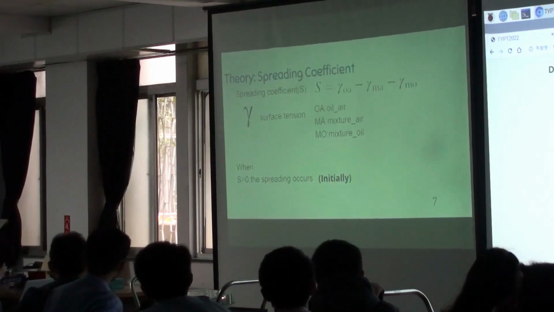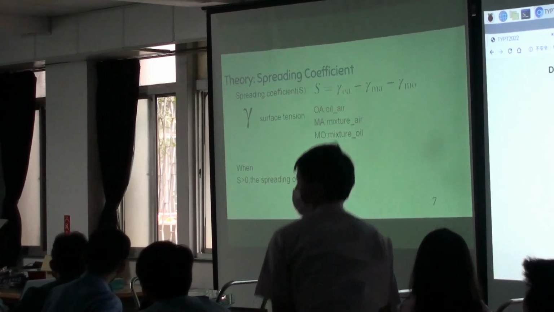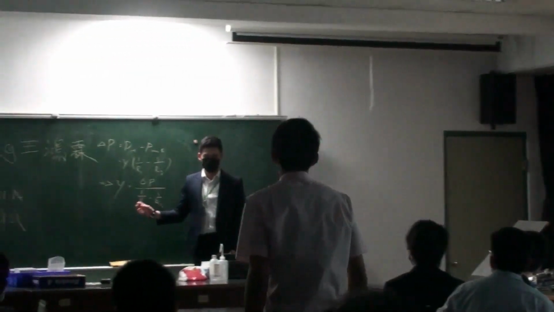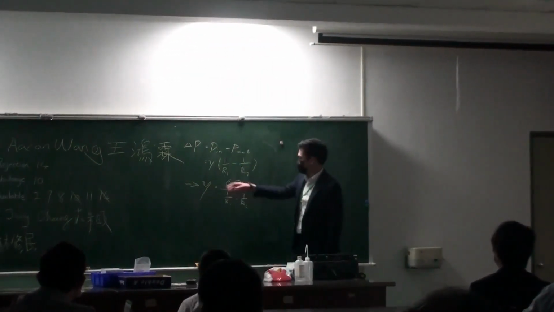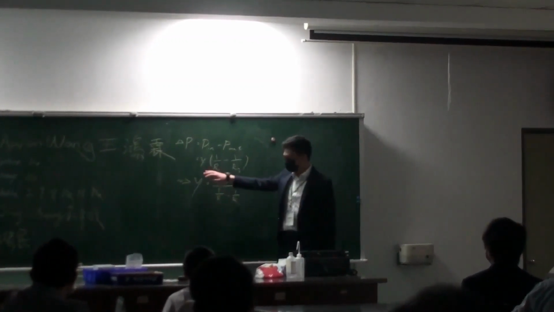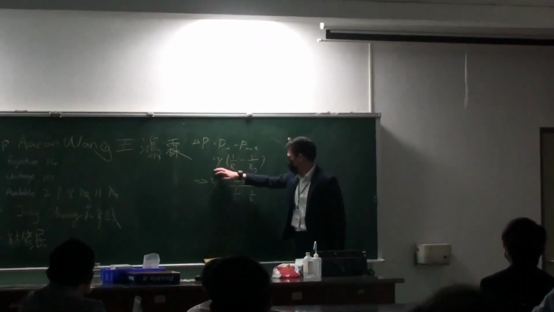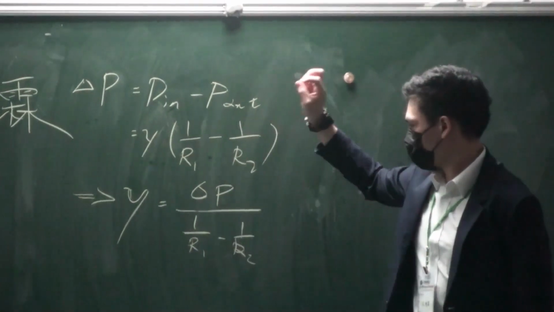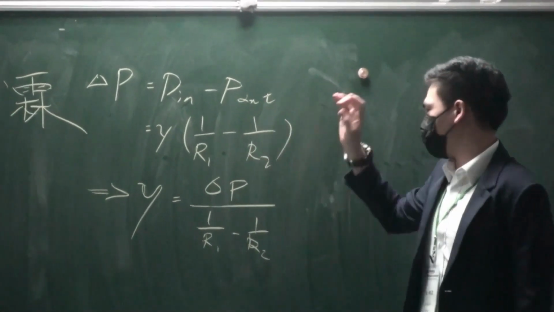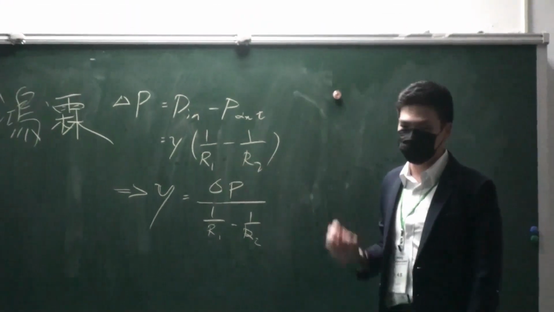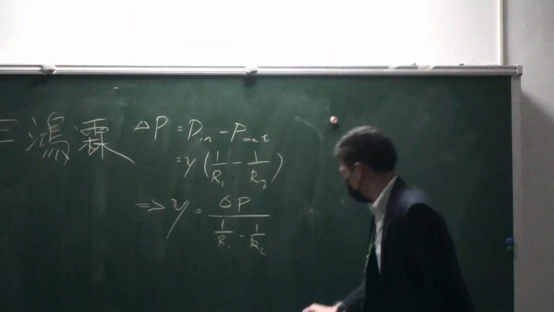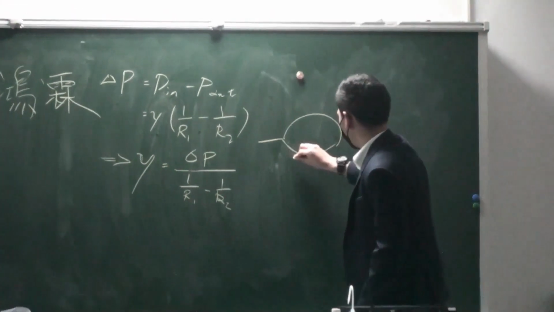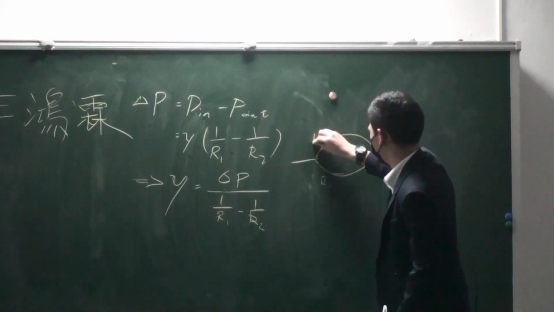Please look at it. This is the Laplace equation. This equation shows that the pressure difference between the outer layer of the liquid and the inner layer of the liquid, delta P, is defined as the tension coefficient times (1/R1 minus 1/R2), in which R1 and R2 are the curvatures of the droplet. So for example, if the droplet is like this on the water surface, this will be R1, and this will be R2.